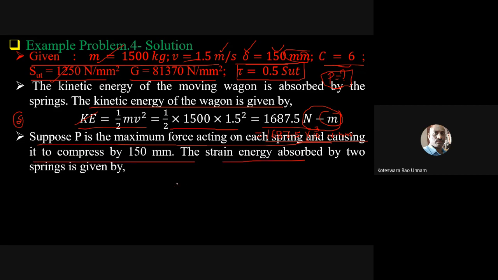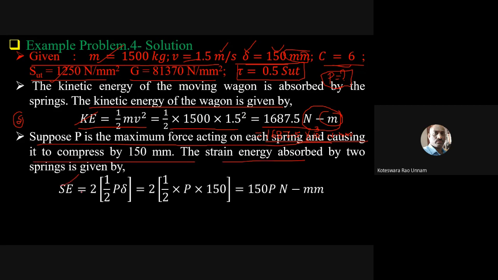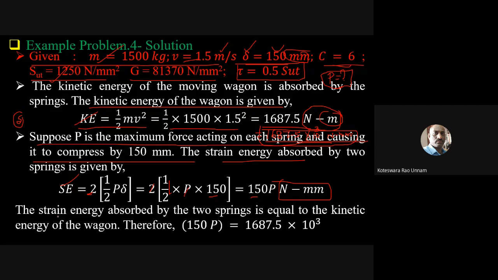The strain energy absorbed by the two springs is given by strain energy S equal to 2 into half into P into delta. If you calculate this, it comes out as 150 P Newton mm. Here it is in Newton mm, that's why we converted this one also into Newton mm. Now equate these two so that you get the P value.